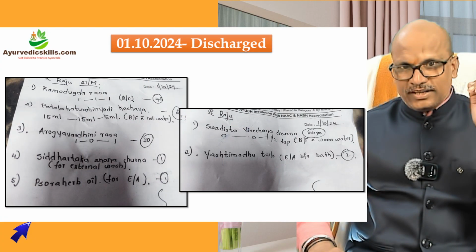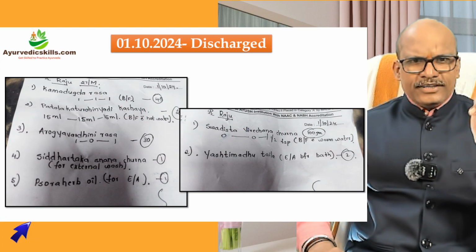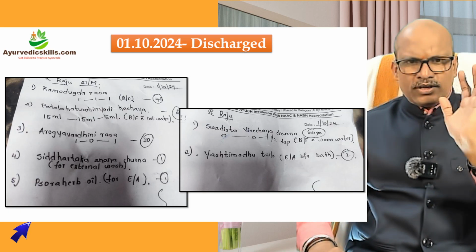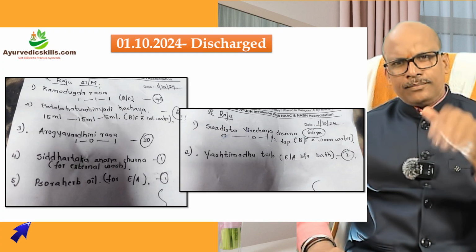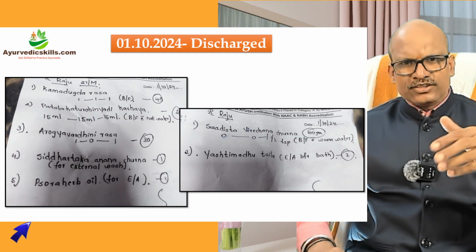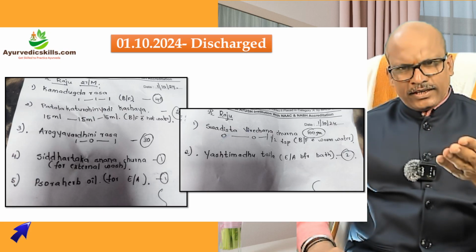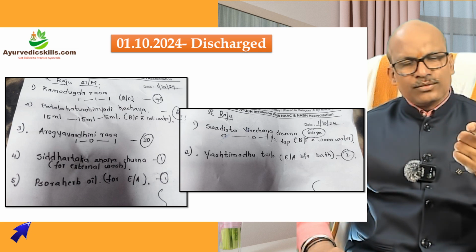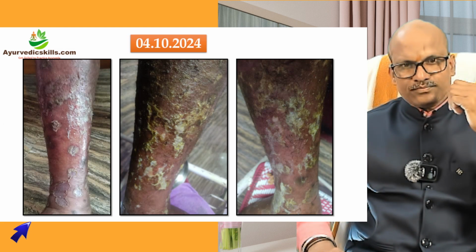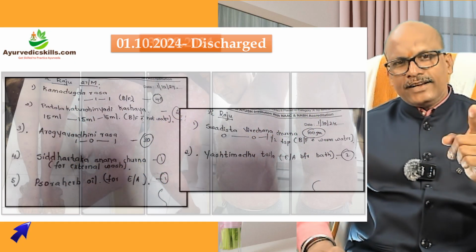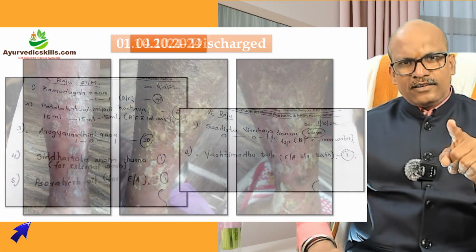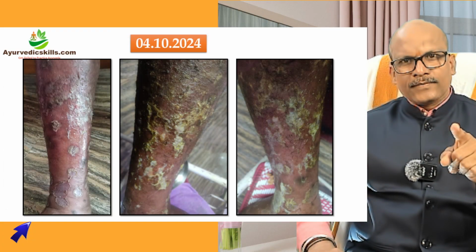So the patient was discharged on the first with medicines like Kamadudha Rasa, Patolakaturohinyadi, Arogyavardhini, Siddharthaka Snana Churna again, and Sora herb oil, and the patient was complaining of burning sensation. So again Swadhishta Virechana Churna was given for bedtime, and Eladi Taila was given for external application. This is on 4th October.